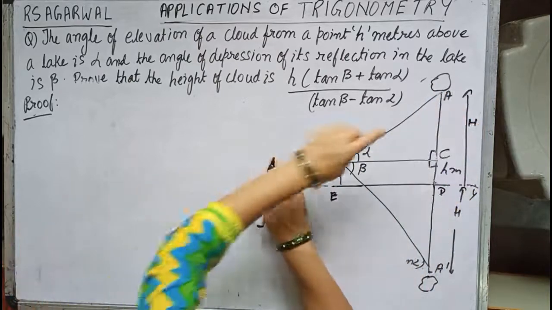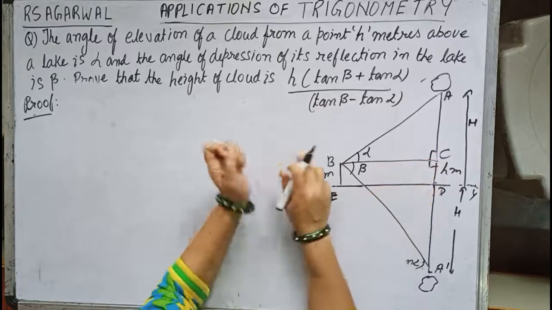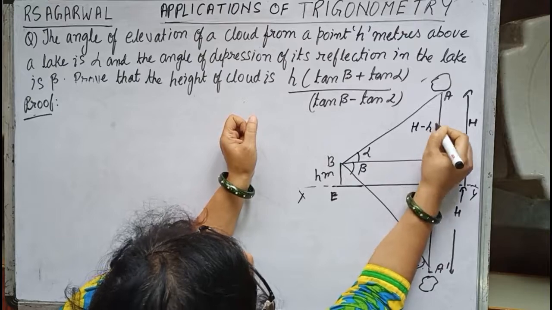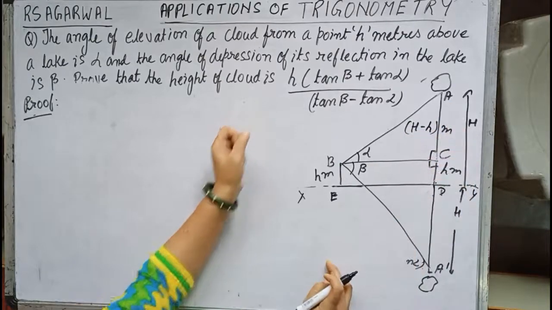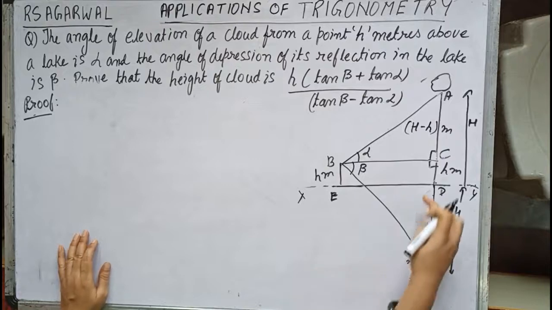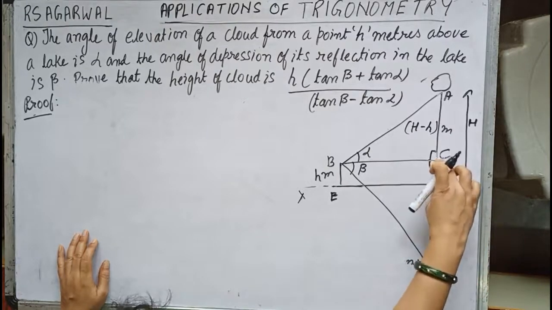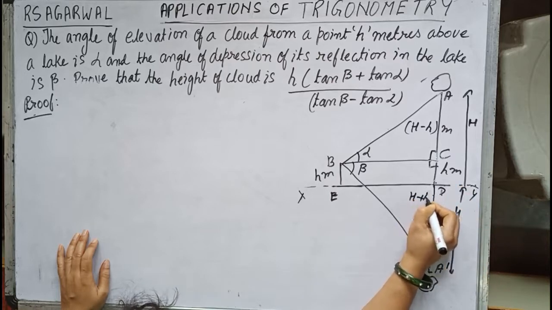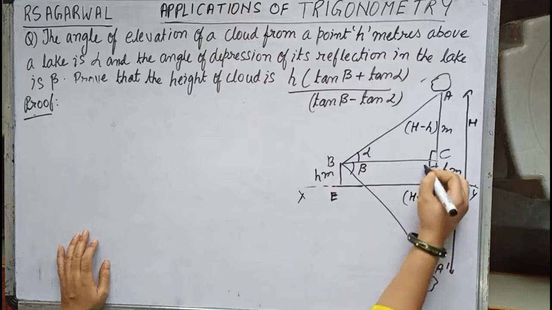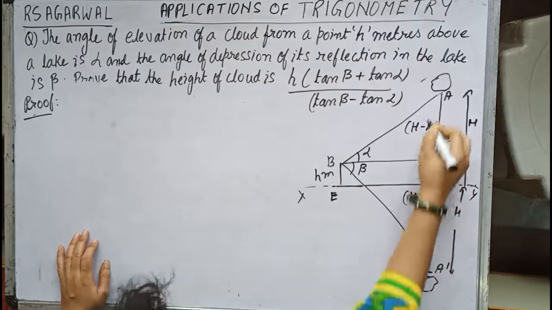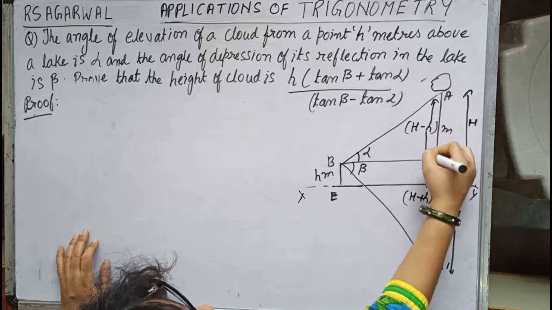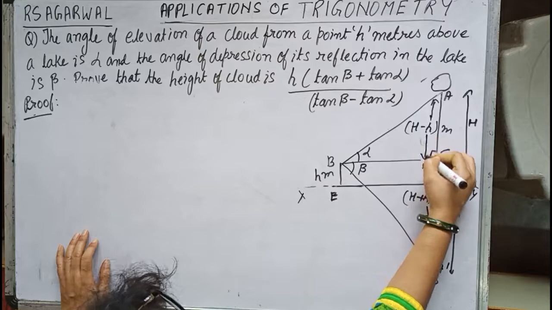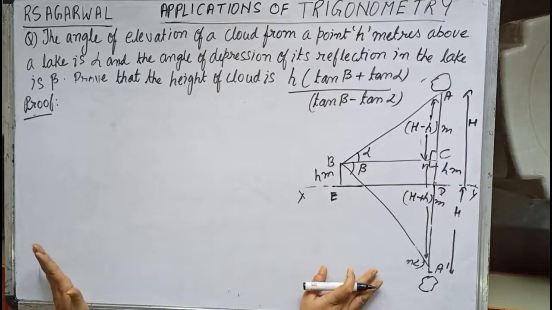Now AC will be equal to AD minus CD. Now AD is capital H and CD is small h. So AC will be capital H minus small h. Similarly, CA dash will be equal to CD plus DA dash. So this will be capital H plus small h meter. So children, if you understand this H minus h and H plus h, everything is sorted out. Rest everything you will understand.